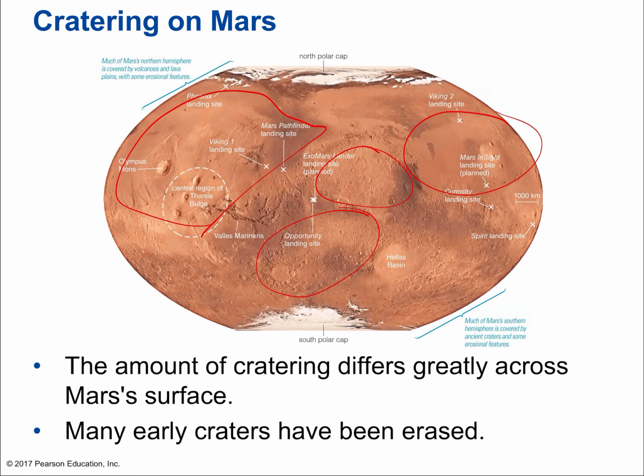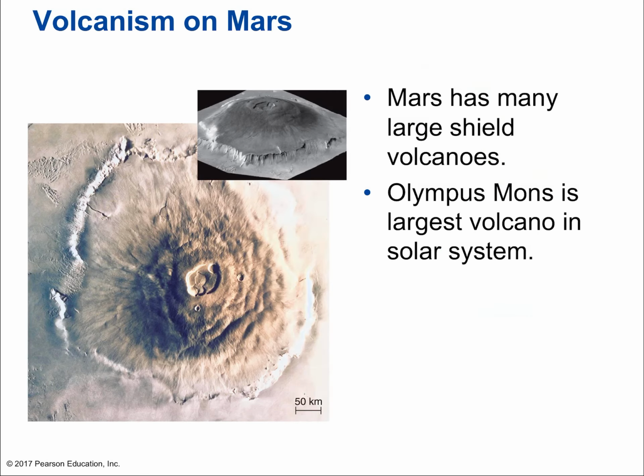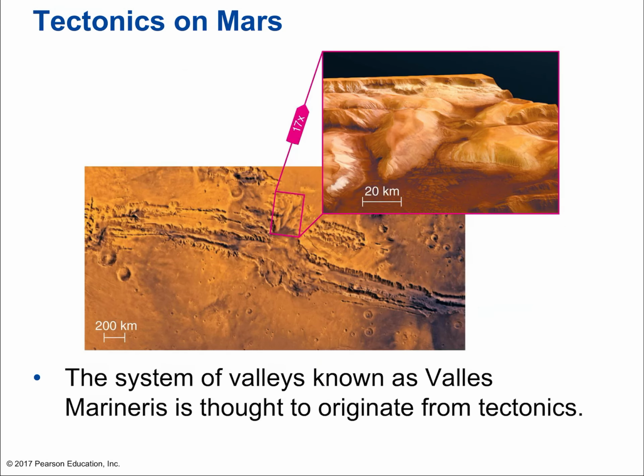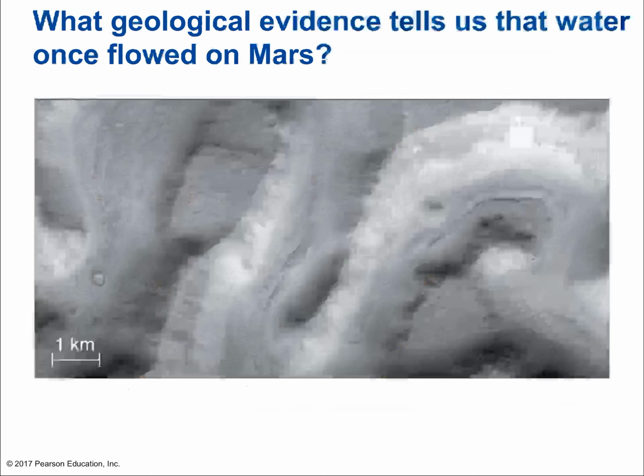So the highlands of Mars. Mars has many large shield volcanoes. That lava certainly could have flowed over and erased the craters. Olympus Mons is the largest volcano in the solar system. It's about 10 miles tall. The system of valleys known as the Valles Marineris is thought to originate from tectonics. So this is kind of like plate tectonics like we have here on Earth, one plate sliding underneath another.